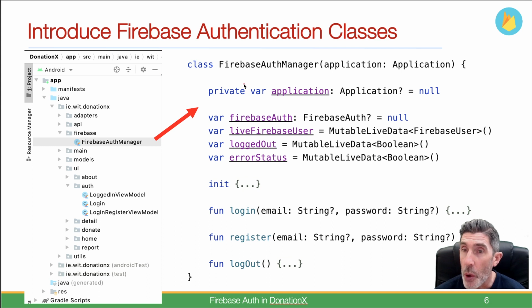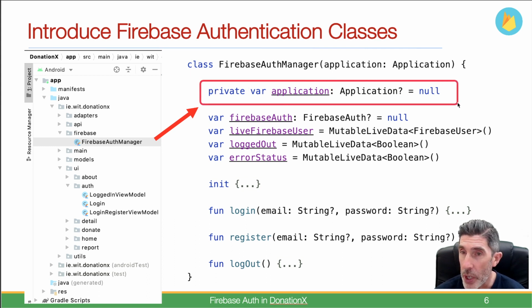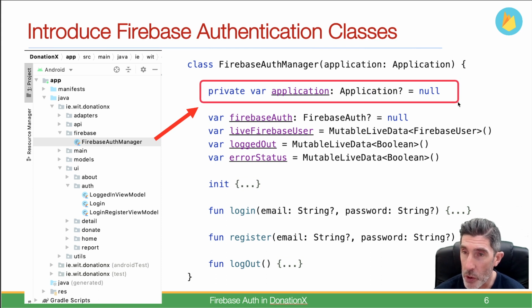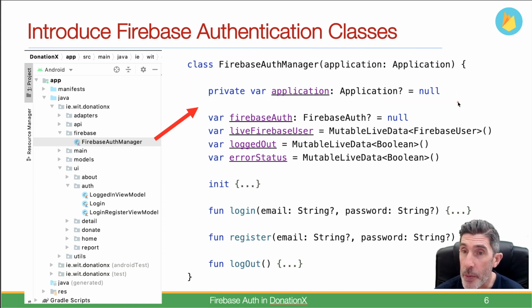What we have is a couple of properties. We have an application object we're going to keep track of, because we want this to be application wide. We'll see later on how we use this with the view model and share the view model across different fragments, because we want to be able to authenticate the user anywhere inside our app, not just within the scope of an individual fragment, but the scope of the whole application.